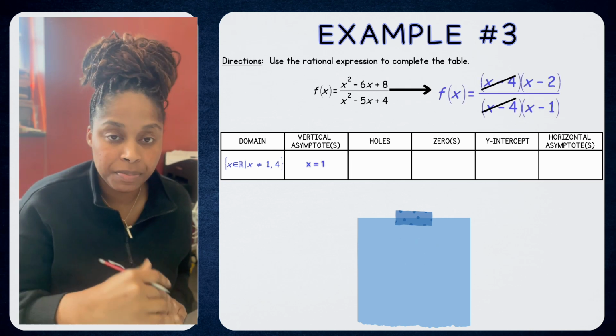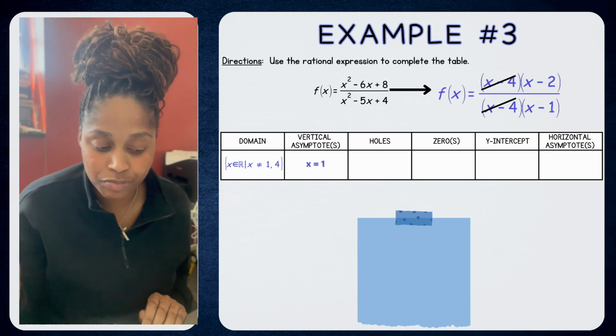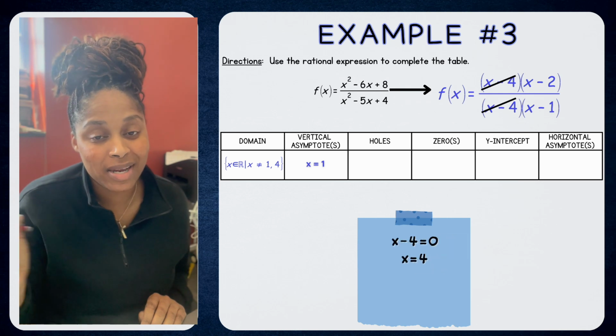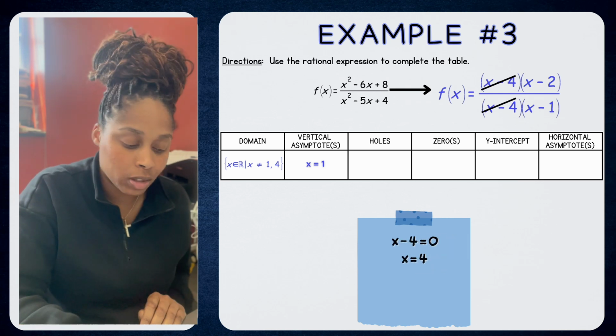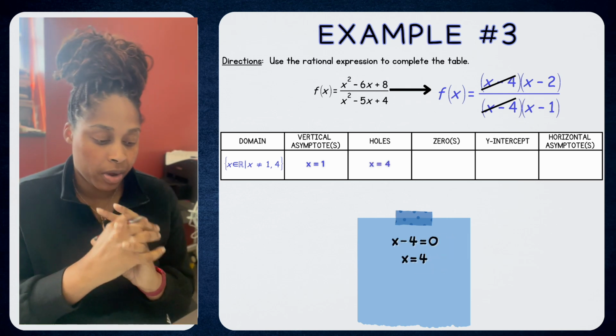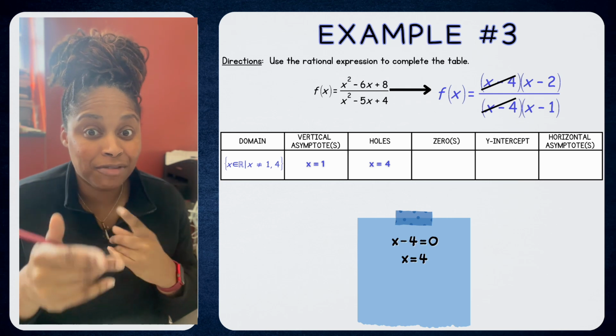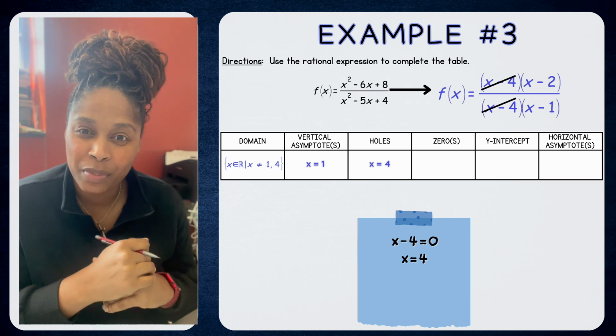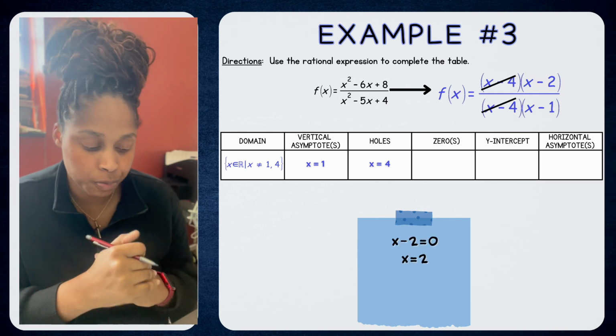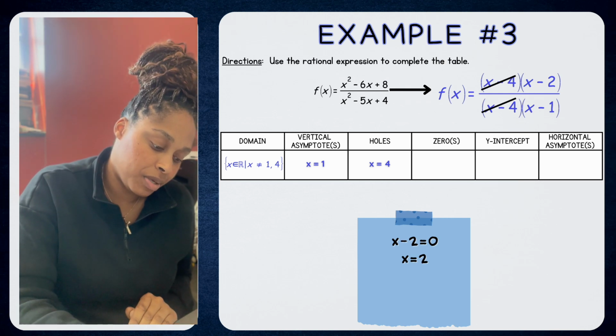The hole is going to be wherever we crossed out the expression. So we crossed out the expression x minus 4, which means we're going to have a hole at x equal to 4. Our zeros are going to be at the top after we simplified our expression. So the only thing that we have at the top that's left is x minus 2. So our zero is going to be at 2.